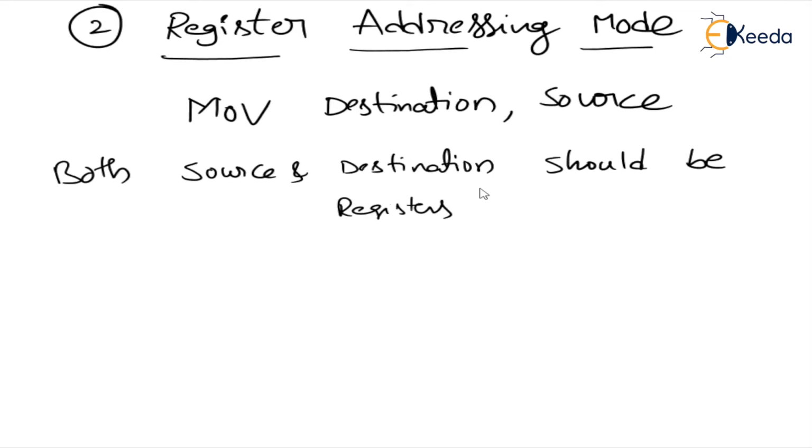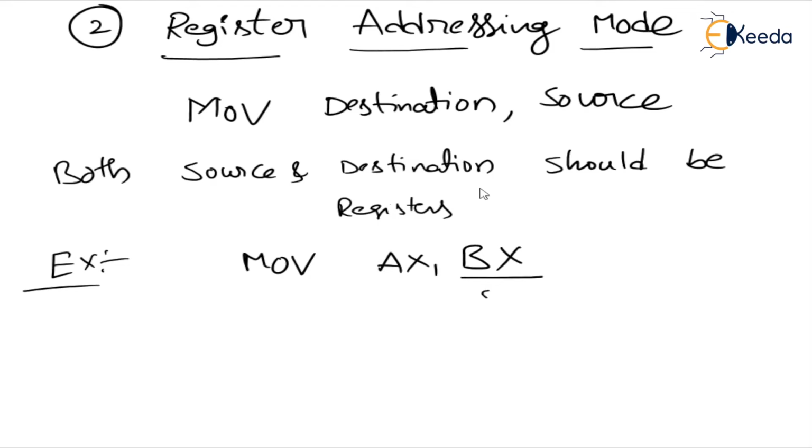Please tell me one example. Both source and destination should be registers. Take any general purpose registers. Move ax comma bx. What is the source and what is the destination? This is the source and this is the destination. That means the data will simply be copied.